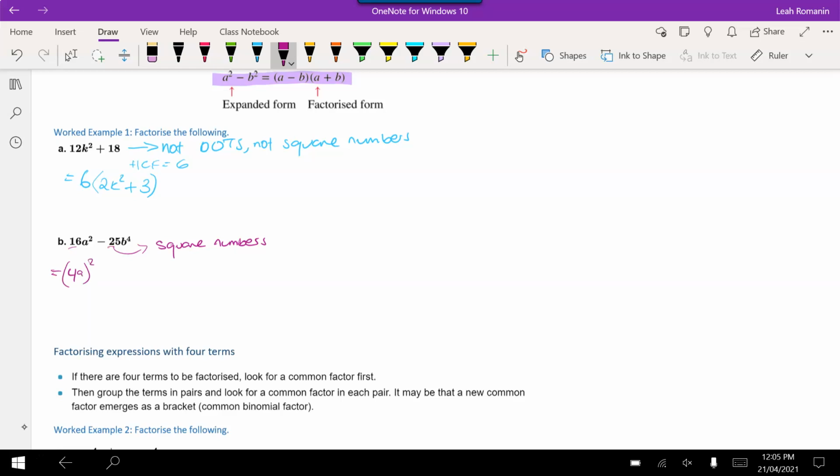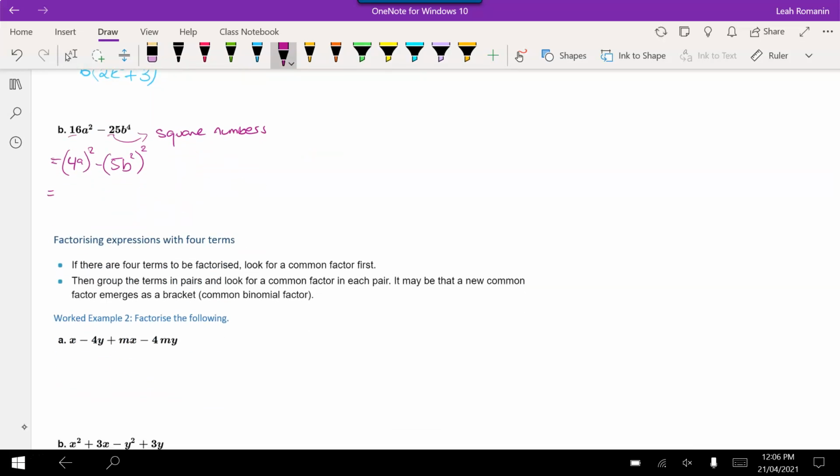And we'd remember from our unit on indices that if we were to expand this bracket out, we would square the 4, which would get us 16, and square the a, which gets us the a squared. Doing the same to the 25, we keep the minus in the middle, 25b to the power of 4, I'm going to write as 5b squared, all to the power of 2. Reason I keep the b squared in here is because when I expand out these brackets, remembering that a power to another power, we multiply these together, so 2 times 2 would give me 4.